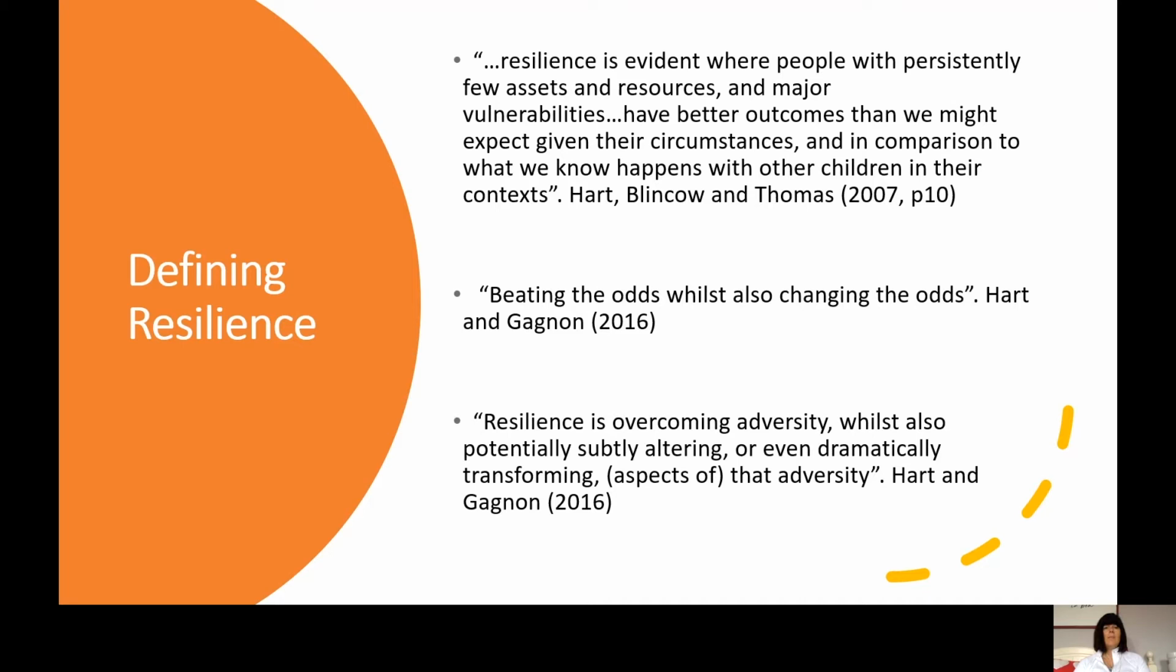So again, just take a minute to take these definitions in. What do you make of them? How do they land with you? Which one stands out? Which one are you most drawn to? And then just pause the video here, like I say, for a few minutes so that you can take those in.